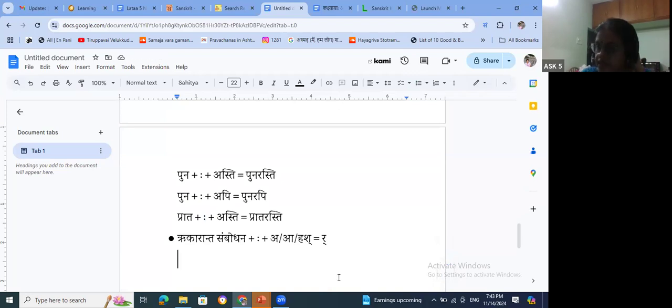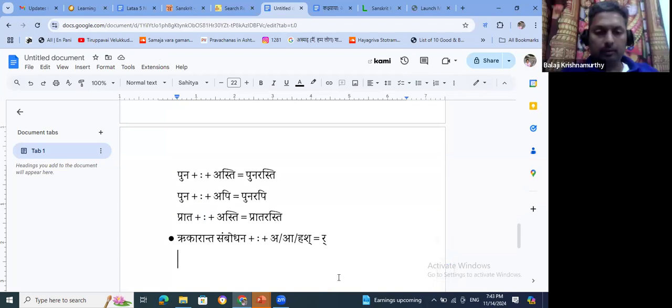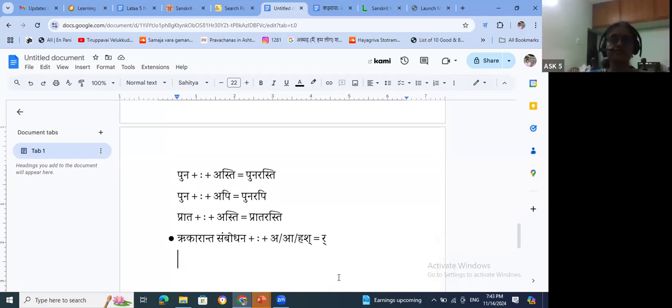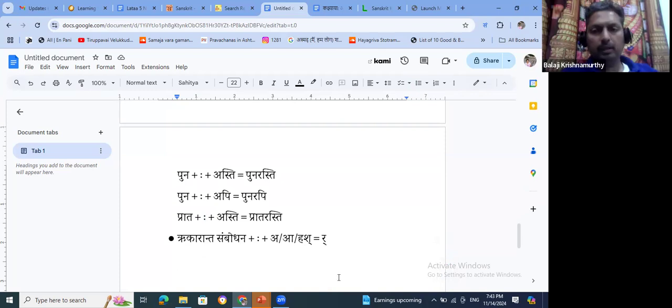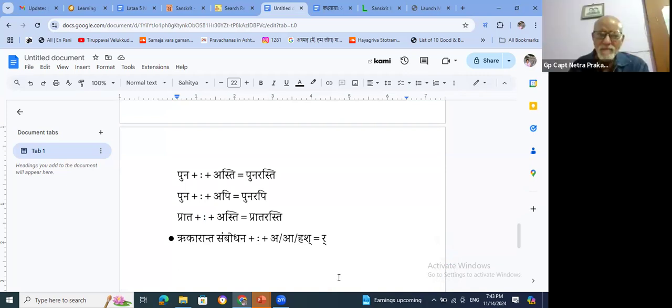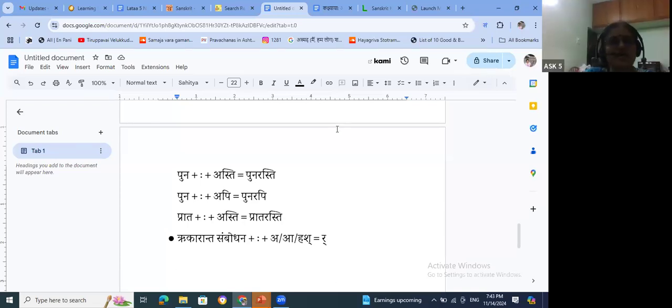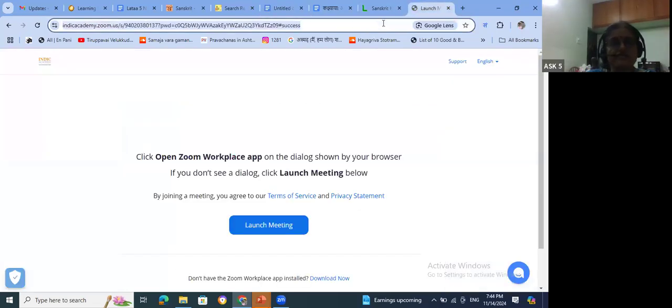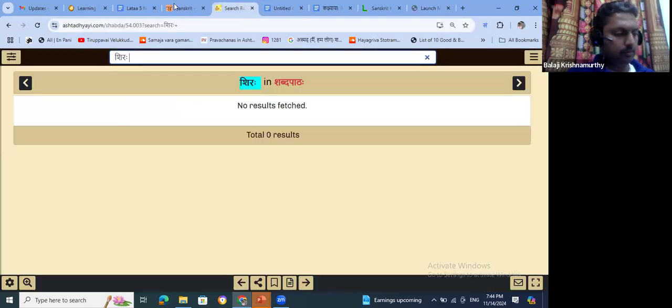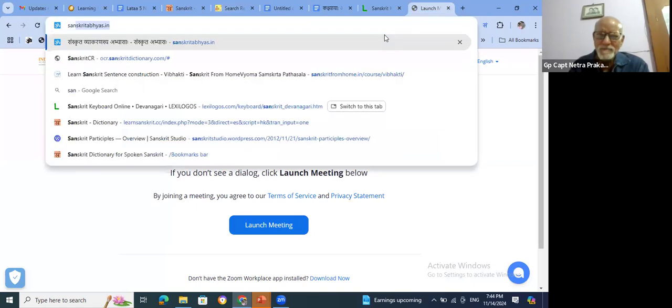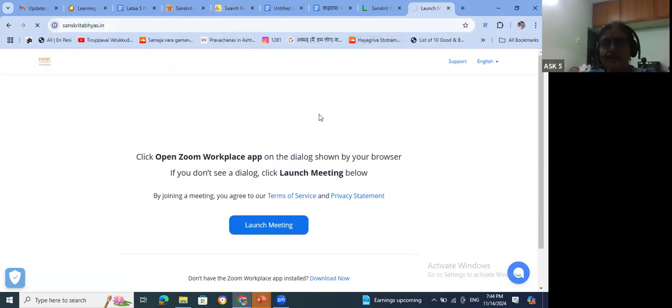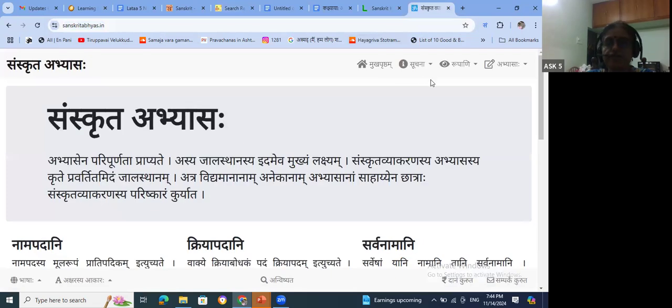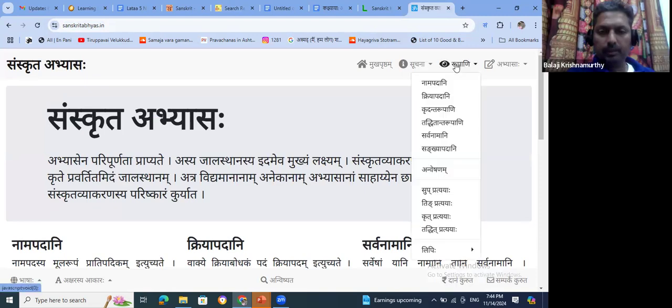What is a Rikaranta Shabda that we have learned? Rikaranta: Pitru, Matru. What is the Sambodhana? Anybody remembers? Hey Pita? Hey Pitru? No, no, Pita, not Pitava. That is Hindi, I think. In Sanskrit, what happened? Pitaha. Pitaha.